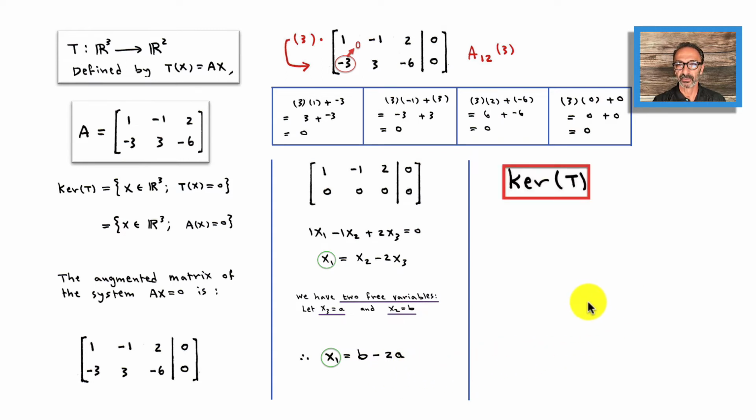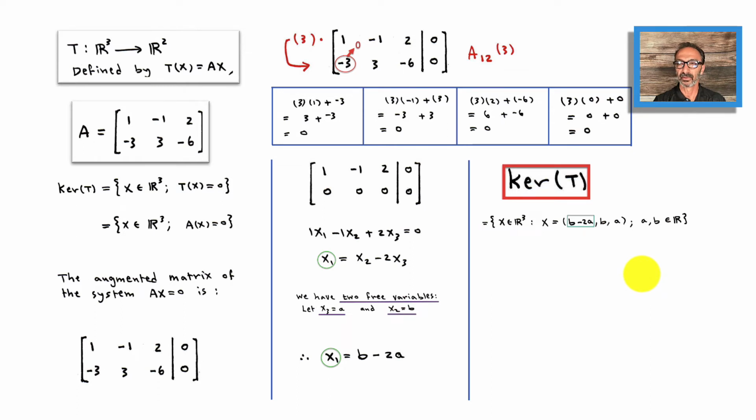So the kernel of T is all the x's in R^3 such that they take this format. They look like x1, which is b minus 2a, where x3 is a and x2 is b. We have two free variables. That's my a and b in the real numbers. Sorry for that noise.